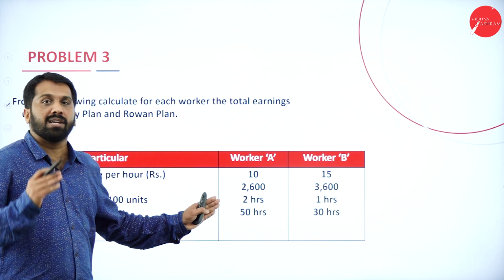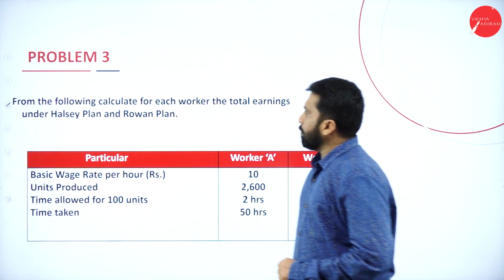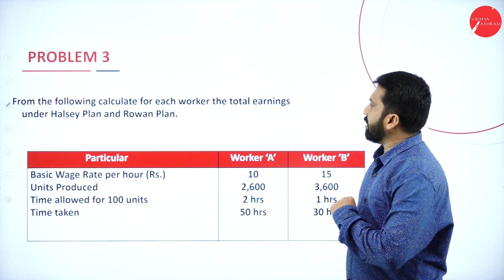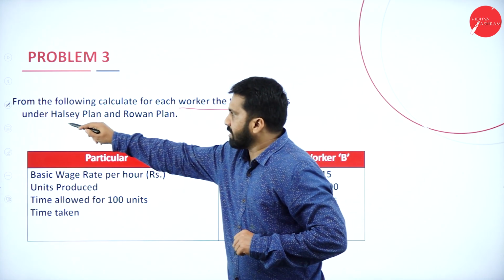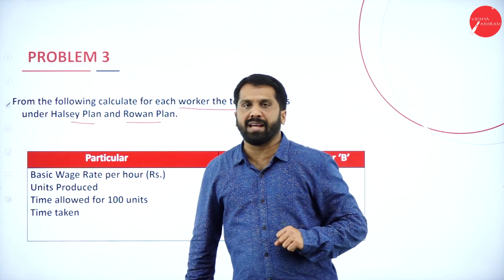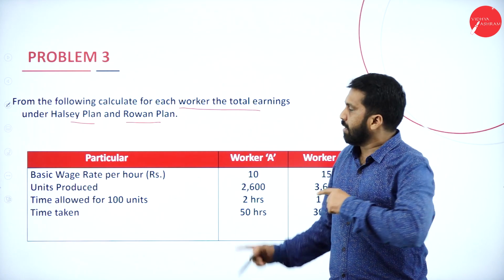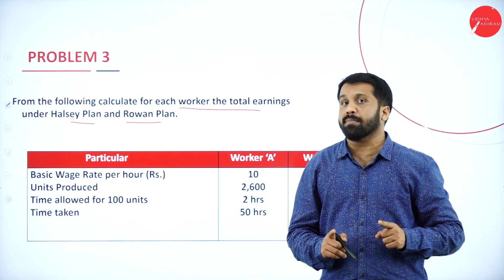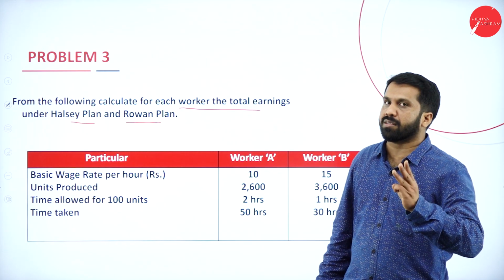Now we'll move towards your problem number 3. Under problem number 3, from the following, calculate for each worker the total earning under the wholesale plan and the Row 1 plan. You're supposed to calculate wholesale as well as Row 1.